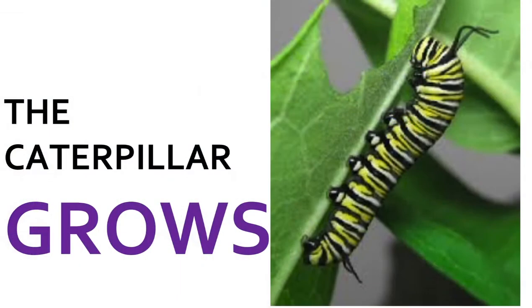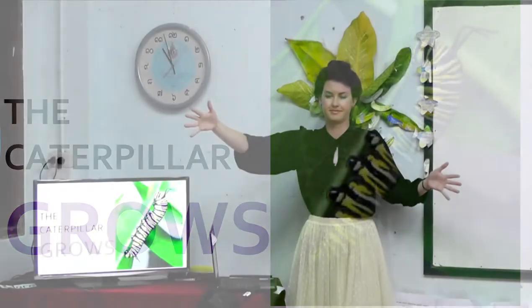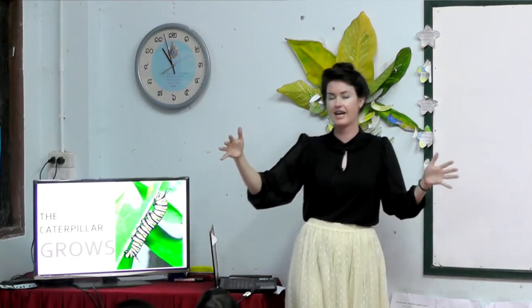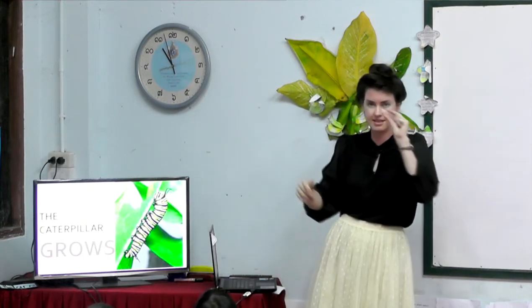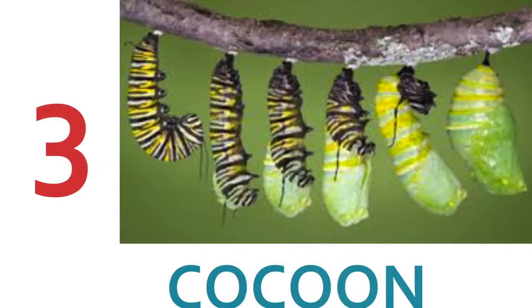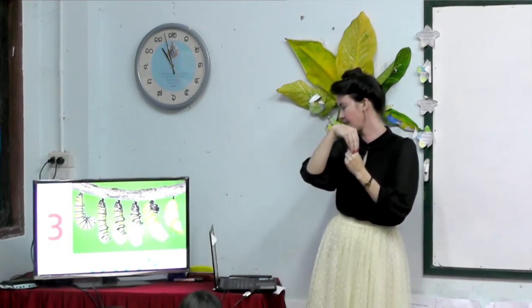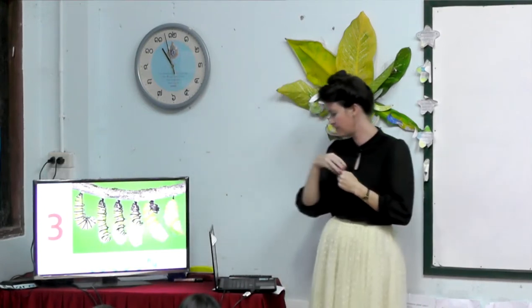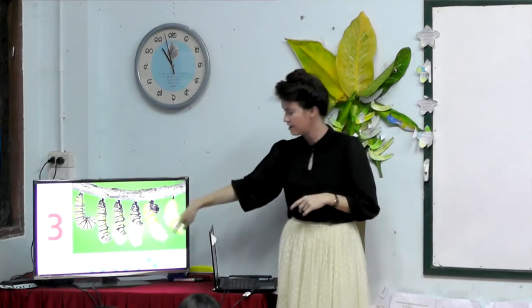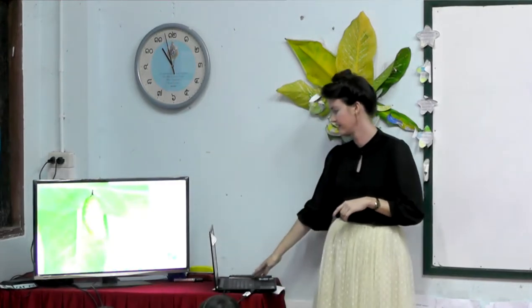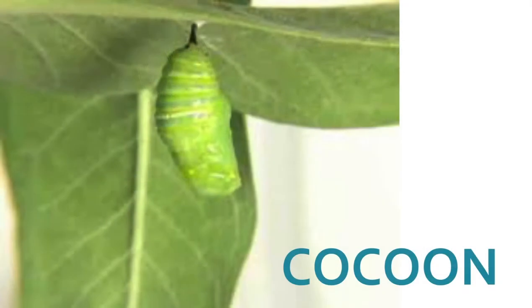Then the caterpillar, what's this word? Grows. Yeah, the caterpillar grows. It gets a little bit bigger. And then it makes its cocoon. That's when it makes the cocoon. And it's kind of like a little house for the caterpillar to sleep in. So he goes to sleep in that little house. So it's the little cocoon where he's sleeping.